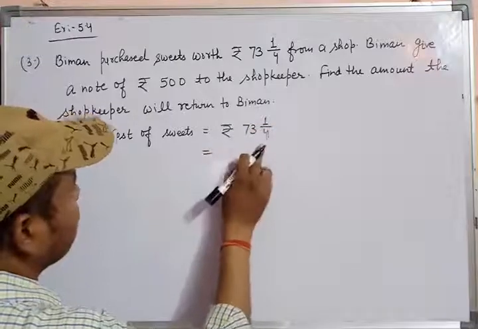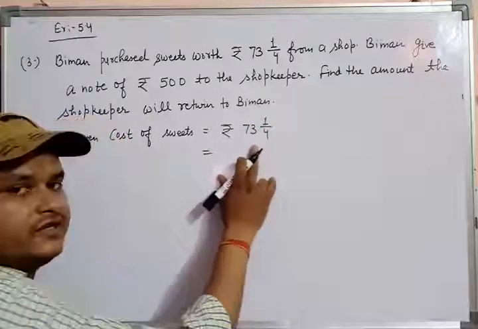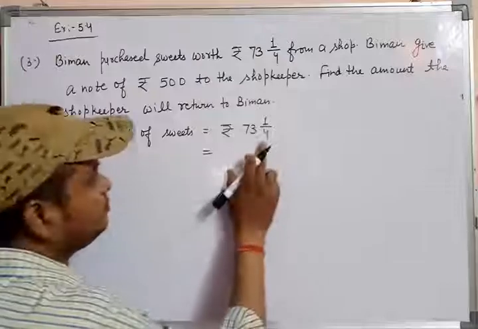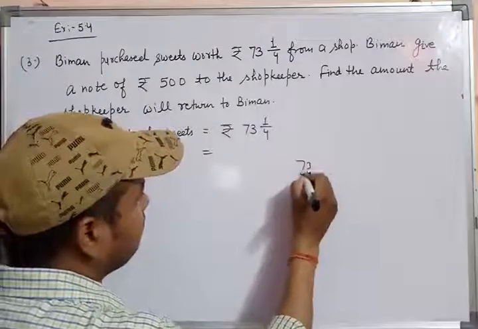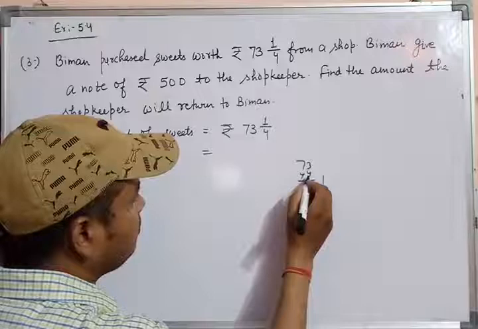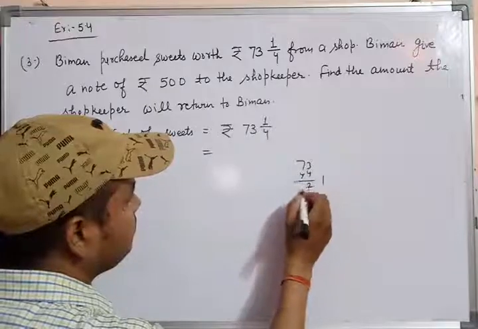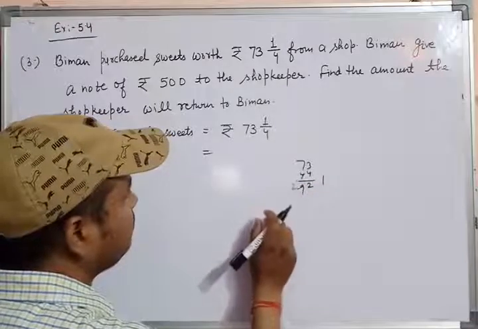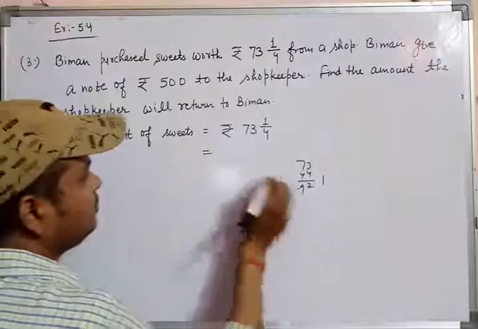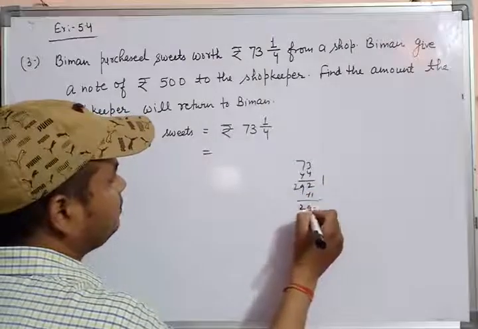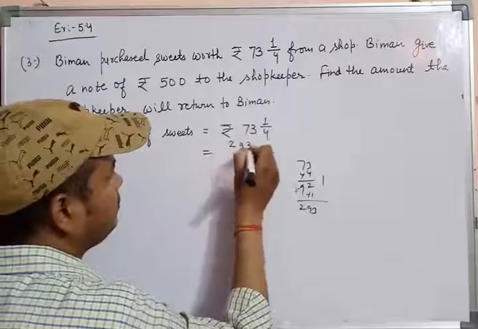Student, you have to convert this mixed fraction into an improper fraction. So you have to multiply 73 by 4. 4 3s are 12, and 4 7s are 28, and 1 is 29. 292 plus 1, then we will get 293 upon 4.